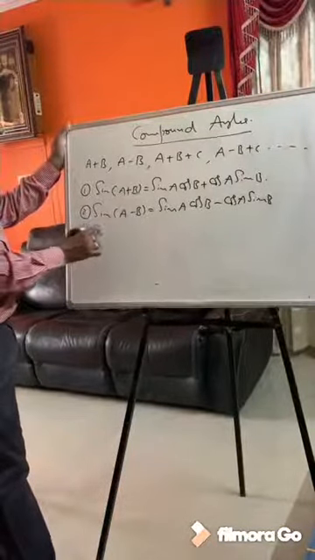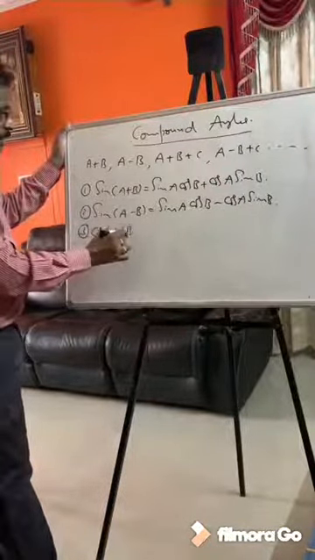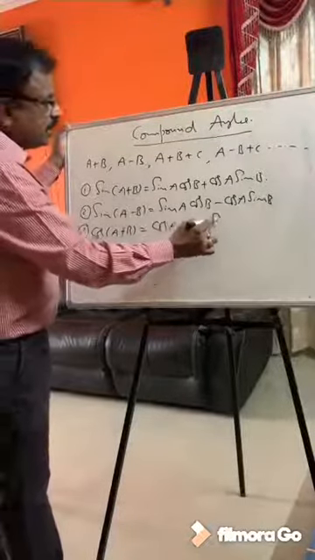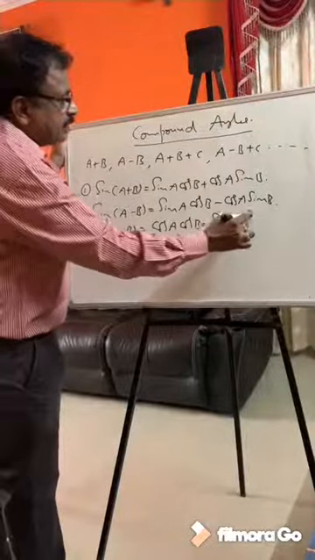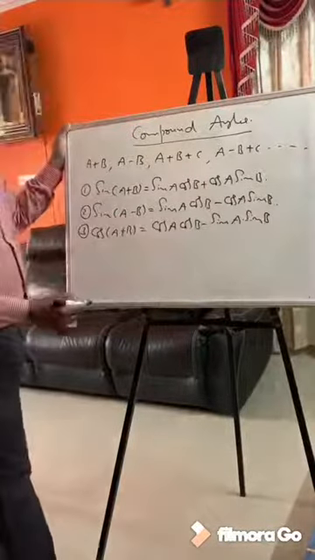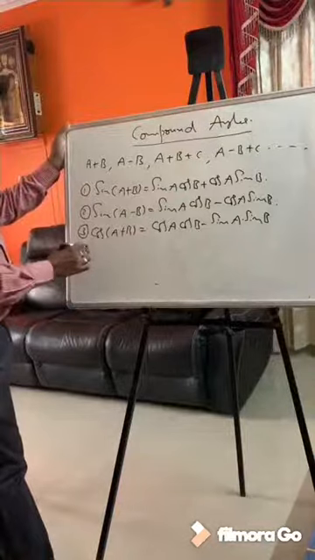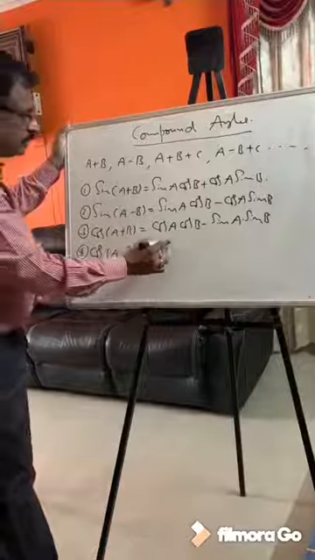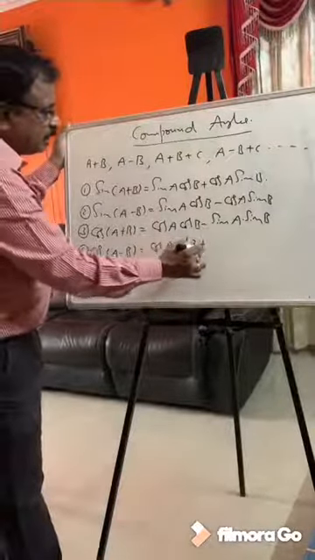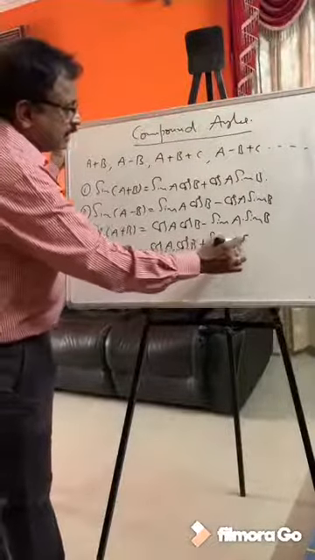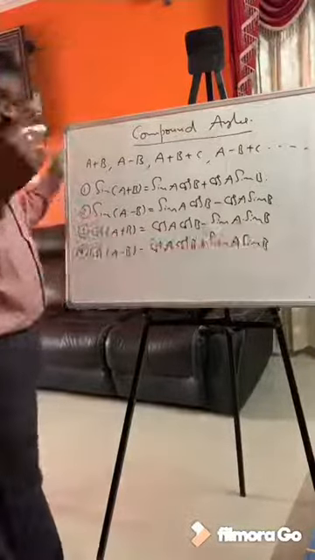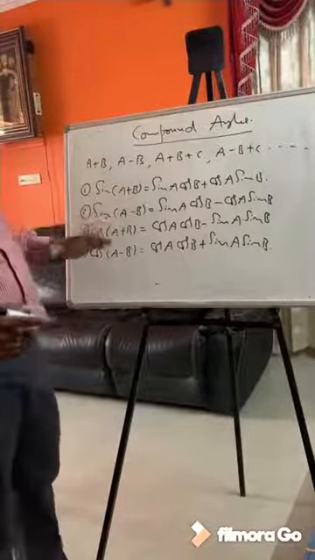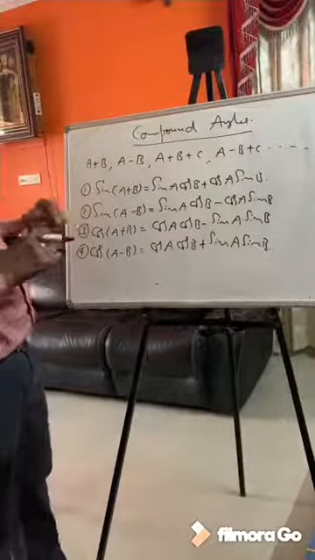Third one, cos of A plus B is cos A cos B minus sin A sin B. Cos of A minus B is cos A cos B plus sin A sin B. In future classes we have to learn the proof for this. Any one proof you need to learn so that you can understand more clearly what is happening.